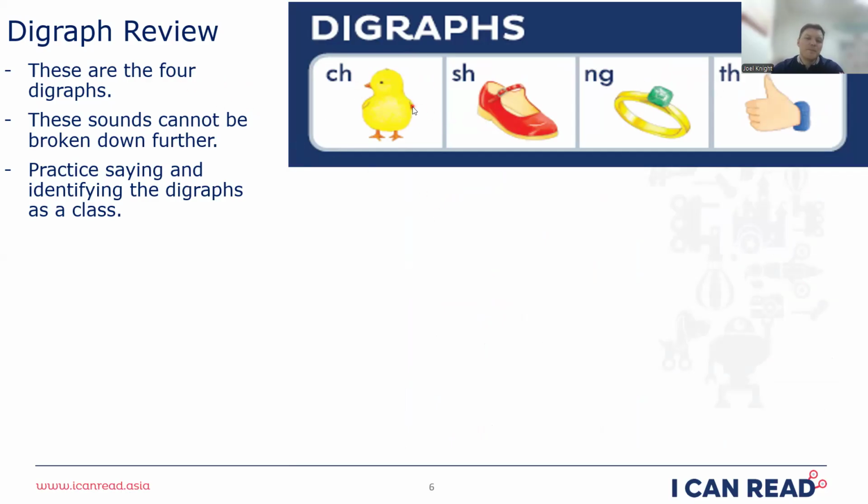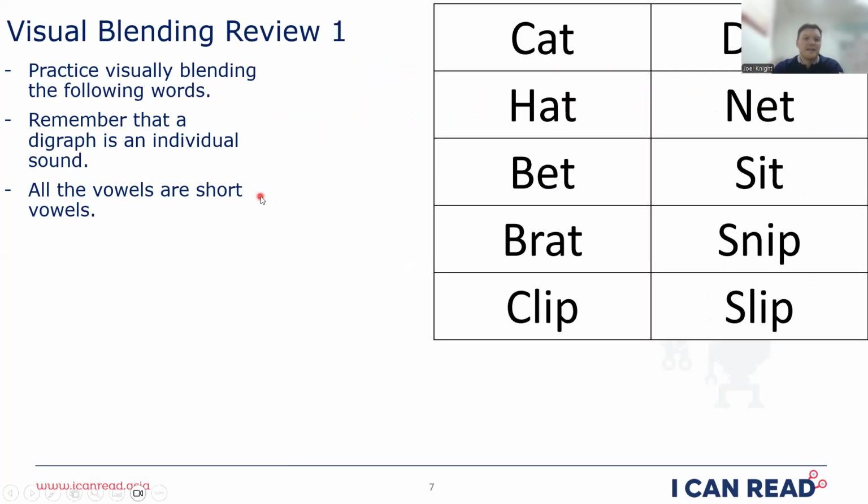So we need to keep on showing students that sh, ng, th, we can't break them down. So a C and a H would be kh. It doesn't make ch. SH is a sh sound. But if we tried to do it phonetically, it'd be sah. So we just need to keep on making sure that students remember these sounds can't be broken down. They're individual sounds.